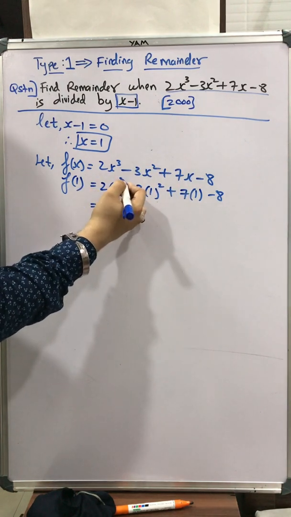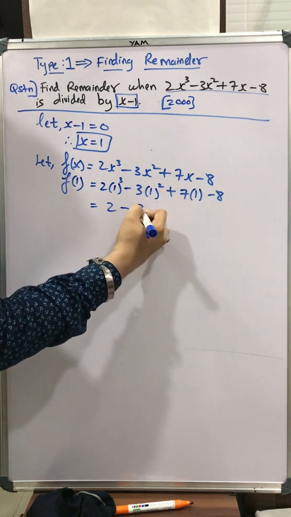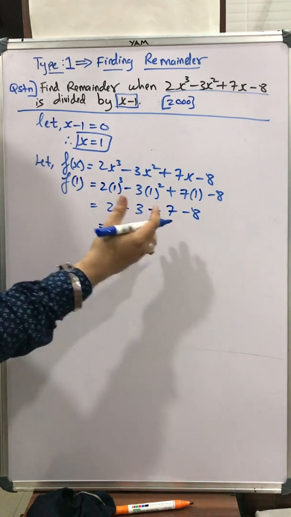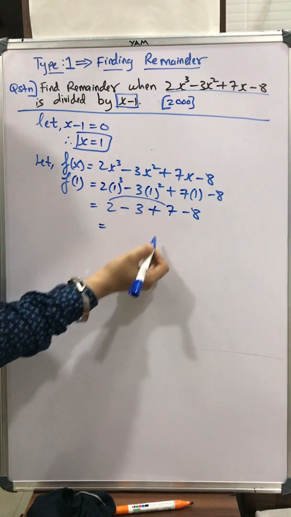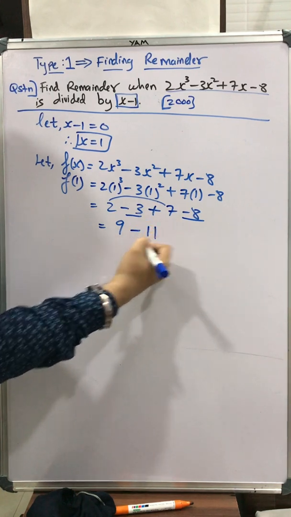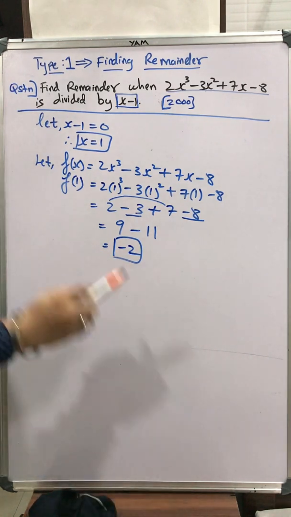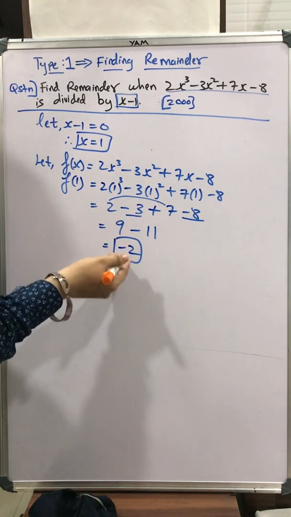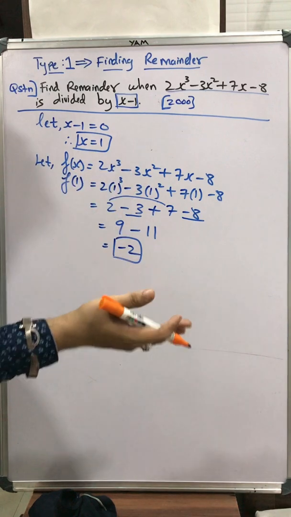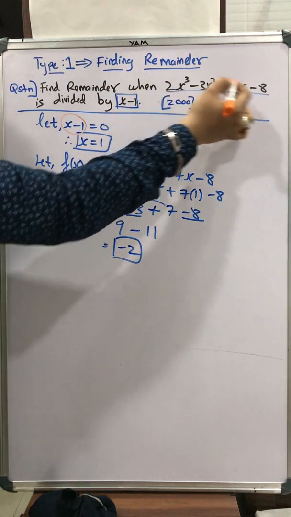1 cube is 1 only, and 2 ones are 2, minus 1 square is 1 only, and 3 ones are 3, plus 7 ones are 7, minus 8. Now let's add the plus terms. Plus 2 and plus 7 comes to 9, and minus 3 and minus 8 comes to minus 11. So I am left with minus 2 over here. So tell me, students, do I get our answer as 0? Did I get the remainder as 0? No, my remainder is not equal to 0. That means this x minus 1 is not a factor of this given polynomial.